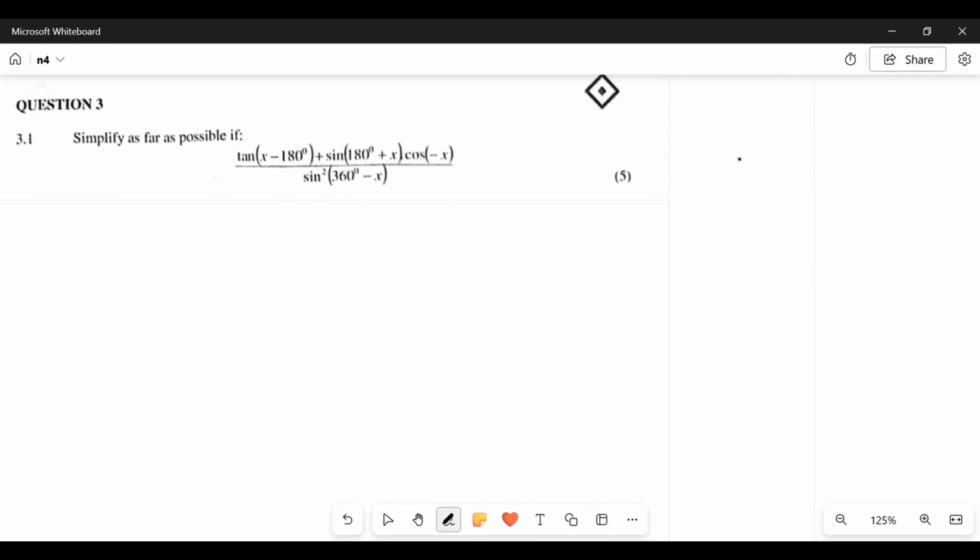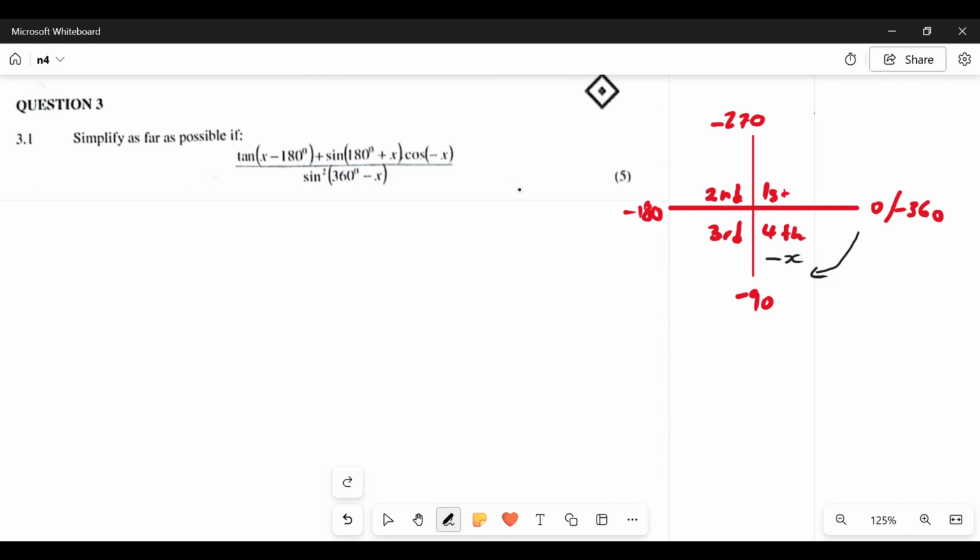So let me just write these 2 CAST diagrams for the positive and the negative. All right, this is the CAST diagram when we are moving in a clockwise direction. The 4th quadrant, we represent it this way. It's going to be negative x in this case. We use x because we have x in our problem, so please don't forget that. Then on the 3rd quadrant, it's going to be negative 180 plus x. That's how we present the 3rd quadrant when you go backwards.